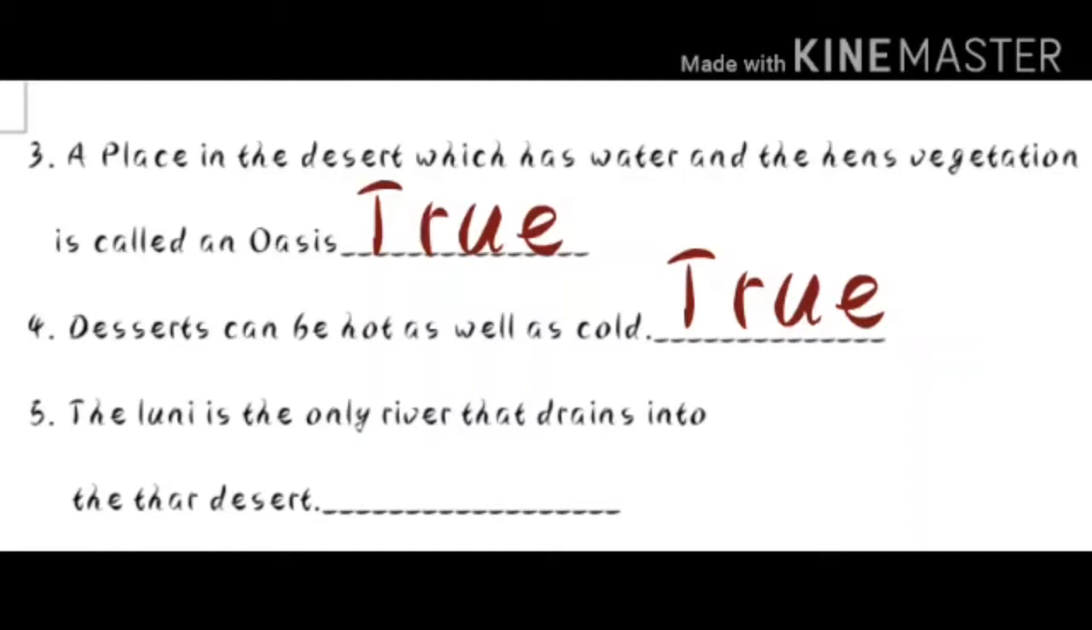True. Fifth one. The Luni is the only river that drains into the Thar Desert. The answer is true. The only river that crosses these sands is the Luni. Luni is the largest river in the Thar Desert in northwest India. So, the Luni is the only river that drains into the Thar Desert.